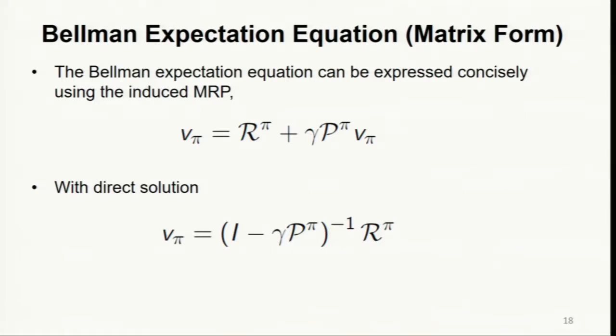And how to solve it? This is only for a very small state space. What we do is just move this v pi to this side, and then you take the inverse. You see? You got it. You actually solve for the v.